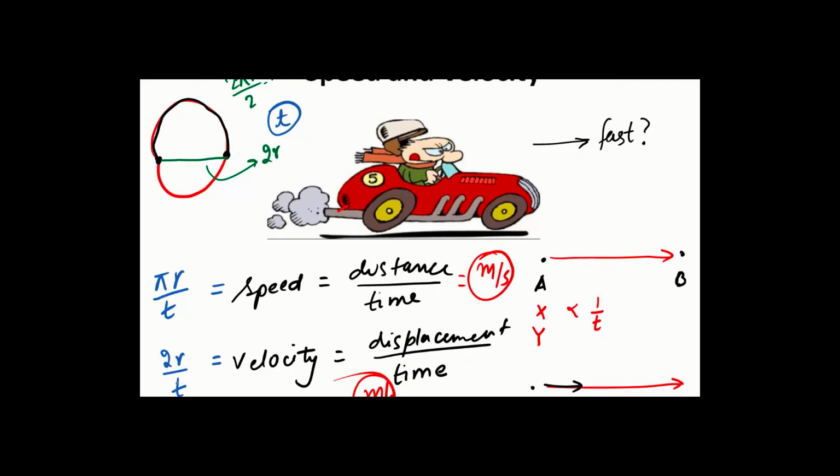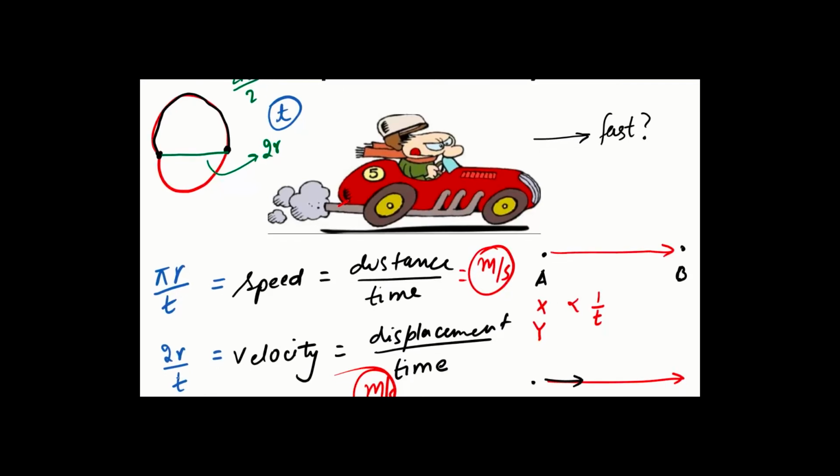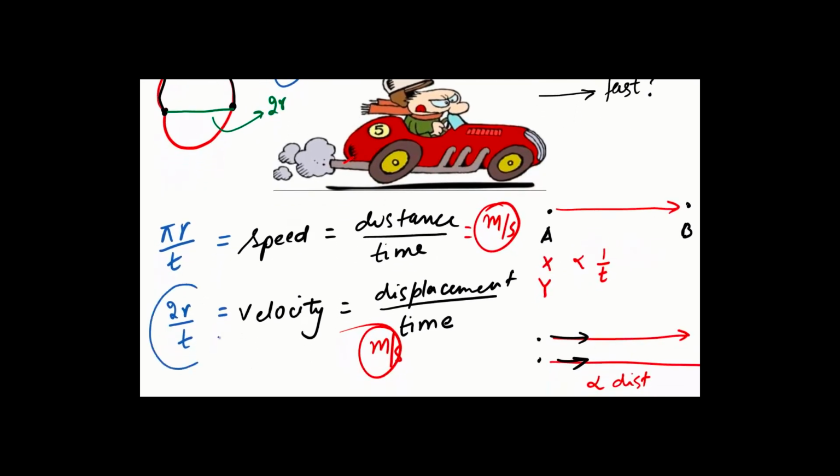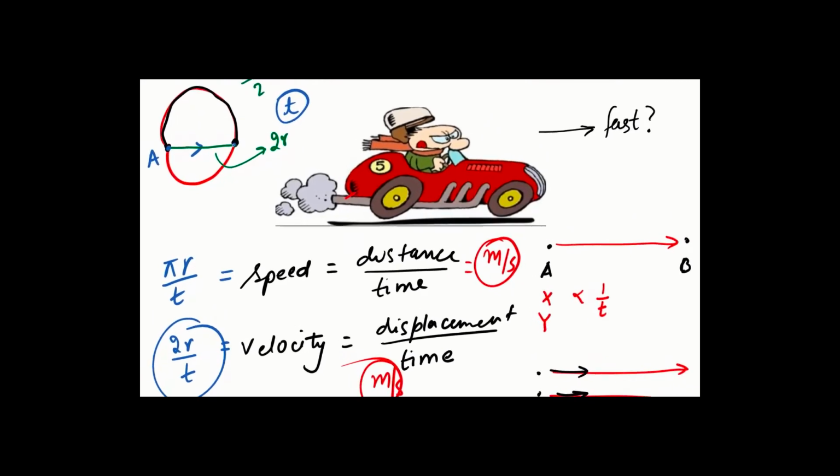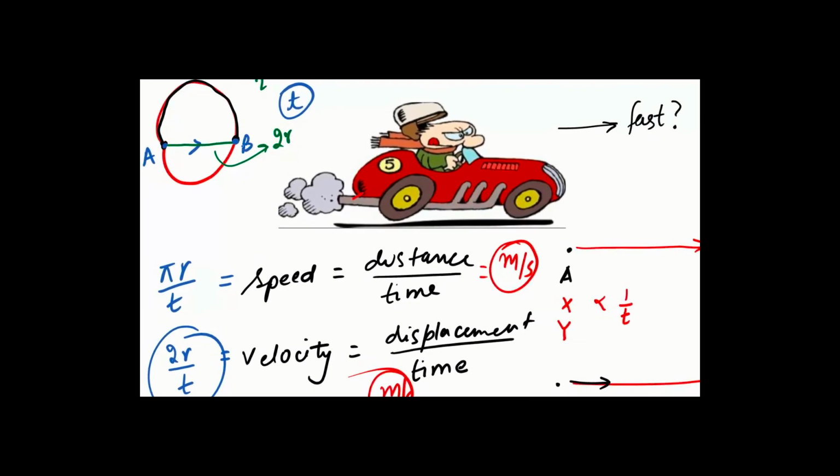But if you remember, I said velocity is the vector part of this problem. That means velocity must have direction, and I just gave you only magnitude, that is just 2r by t meter per second. So what's the direction? The direction of velocity is simply the direction of displacement, because it's displacement over time, right? And what is the direction of displacement? Direction of displacement is from initial point A to final point B. So you can say velocity is in east direction.